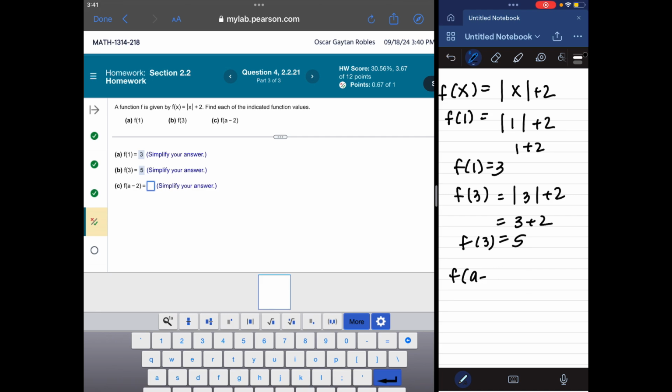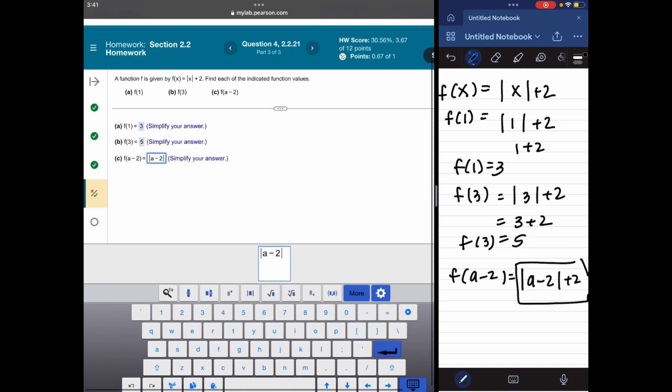Is it minus 2? So then it's going to be absolute value of a minus 2 plus 2. This entire thing is your answer. So when we put it in, we're going to use absolute value a minus 2. And then arrow to the right, because you want to be outside the absolute value, and then add the plus 2. Oops, let's say plus 2.